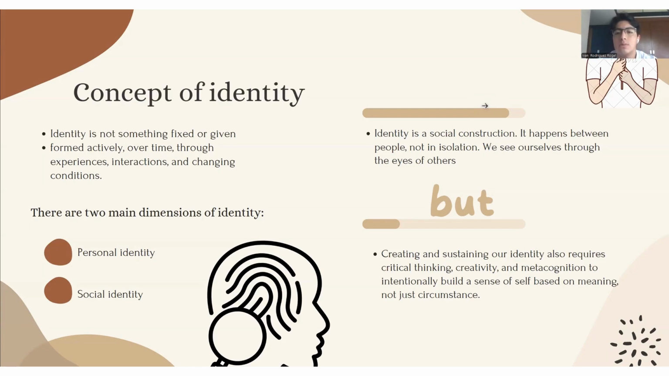So identity happens between people, not in isolation. We see ourselves through the eyes of others, and how others respond to us can shape our understanding of who we are. Creating and sustaining our identity also requires critical thinking, creativity, and metacognition. These mental tools allow us not only to process experiences and reactions, but to interpret them, reflect on them, and intentionally build a sense of self based on meaning, not just the circumstances.